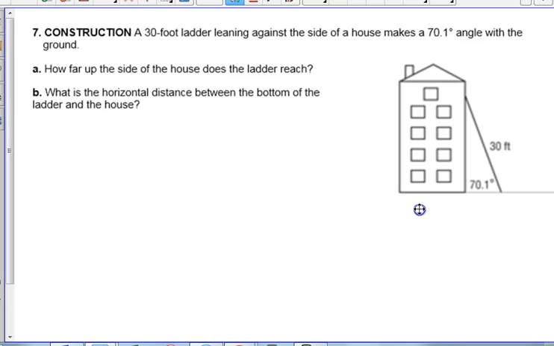Okay, can you guys try this one on your own? How far up does the ladder reach? So we're looking for this distance. The angle between the ladder and the ground over here is 70.1. And part B wants to know how far the bottom of the ladder is out from the building. So we need to find X and Y.